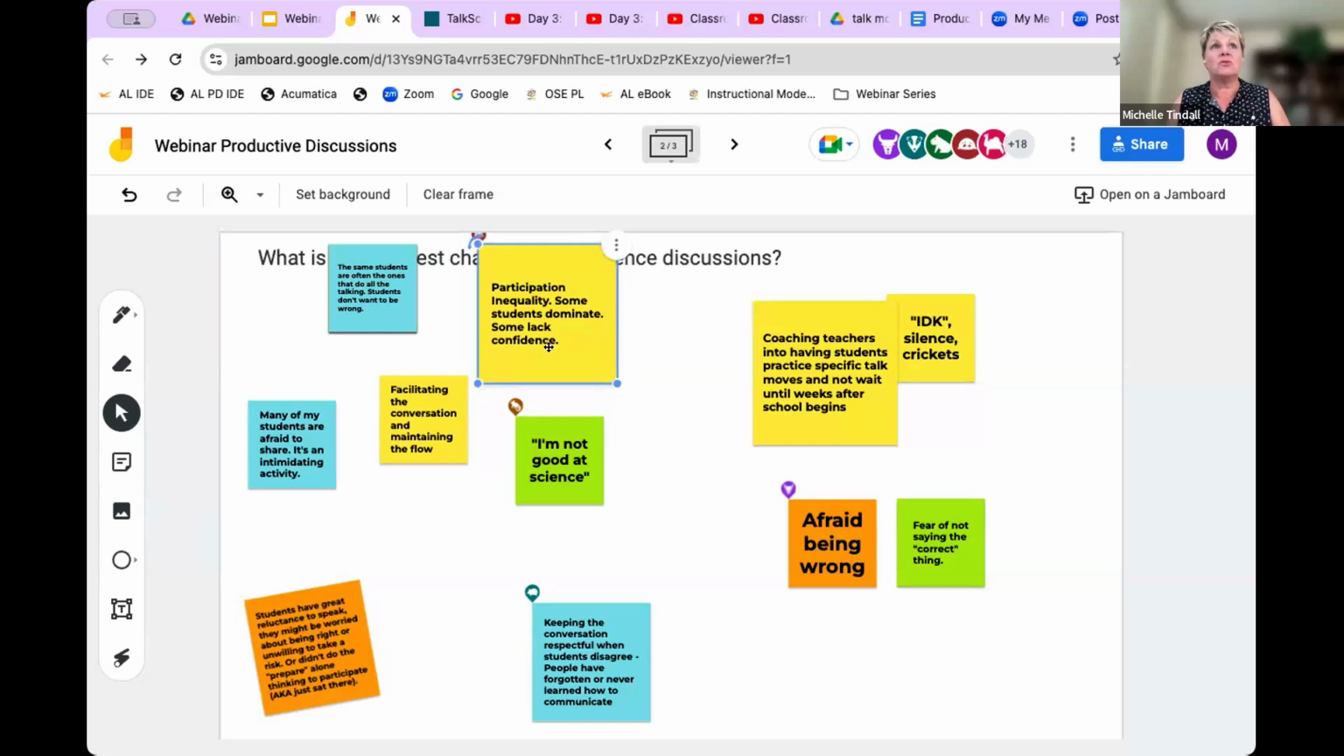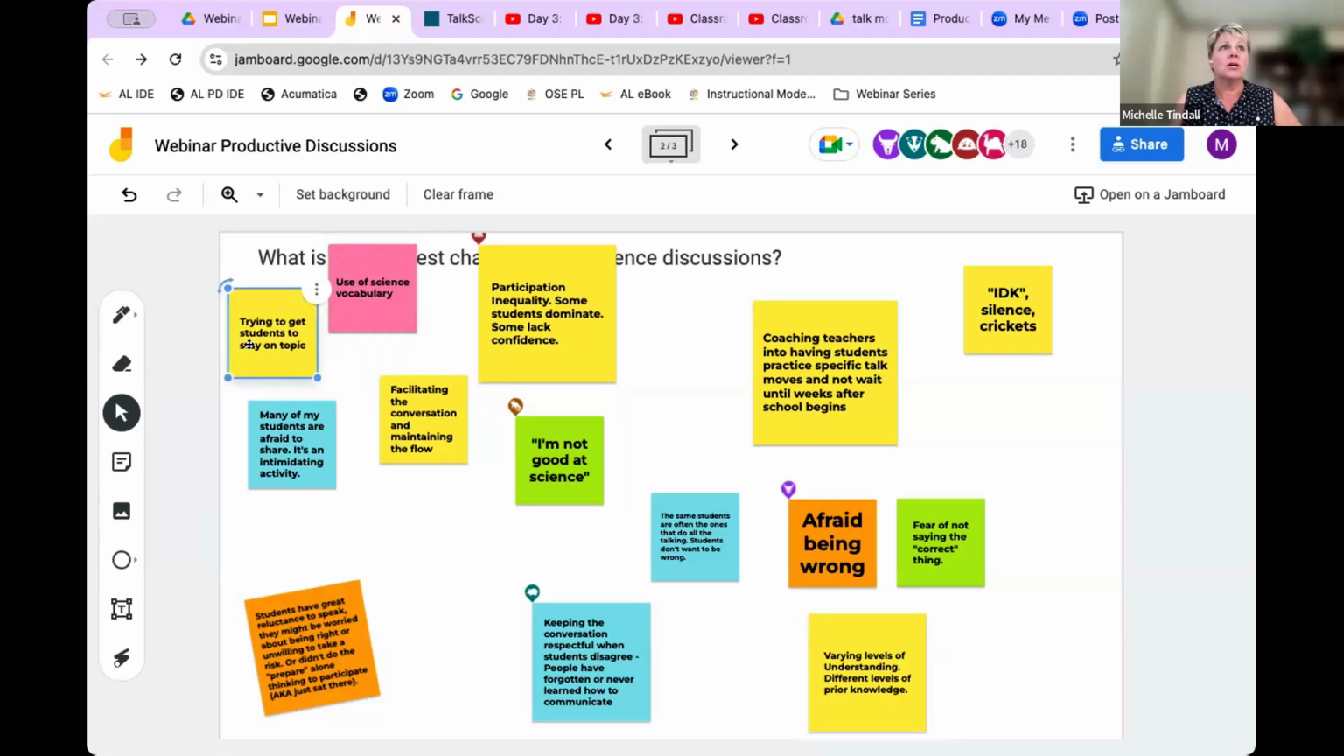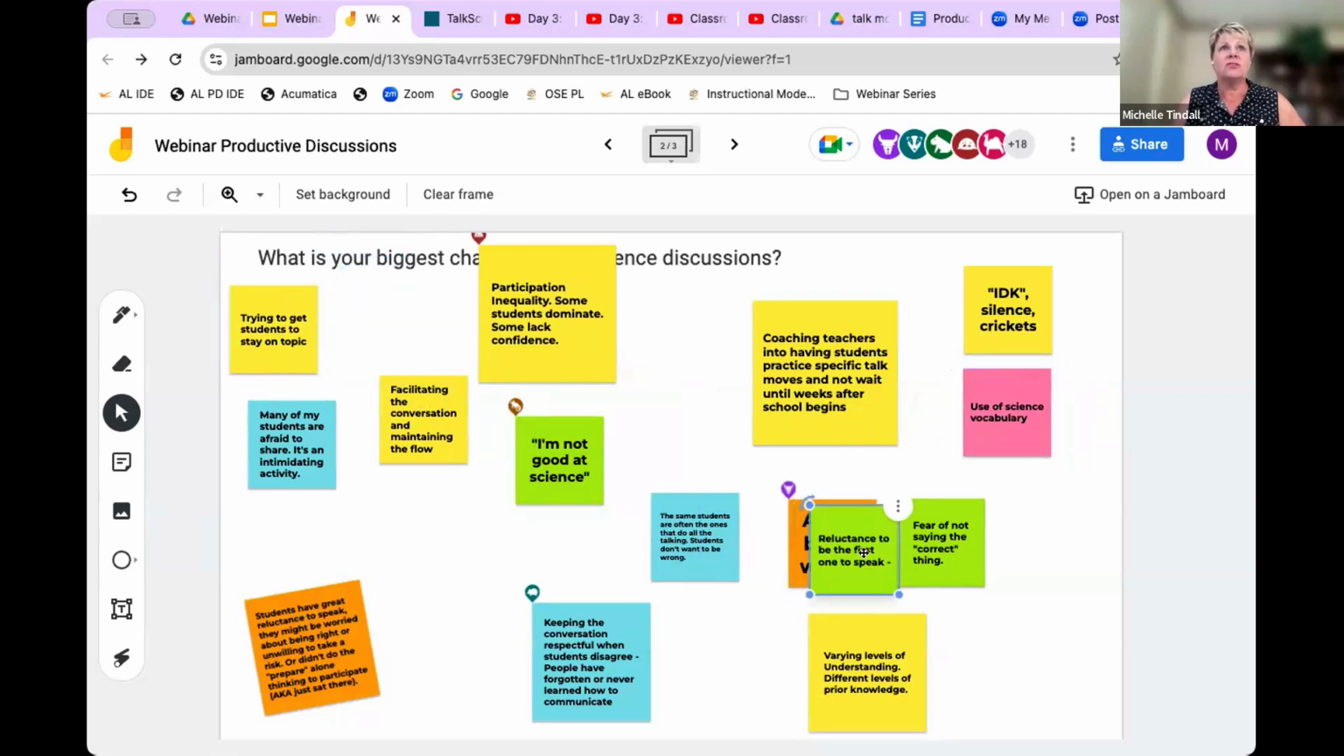Participation inequality. Some students dominate and lack confidence. I'm sure everybody has had those 5 students that you ask a question and they have their hand up almost before you even finish the question. And it's the same 5 students or so that are trying to be the ones answering those questions, and everyone else is sitting there. And as one of our sticky notes says, you've got crickets from everyone else. Students feeling that they're not good at science, varied levels of understanding and different levels of prior knowledge, trying to get students to stay on topic. So we're seeing lots of different challenges to having these discussions in science.